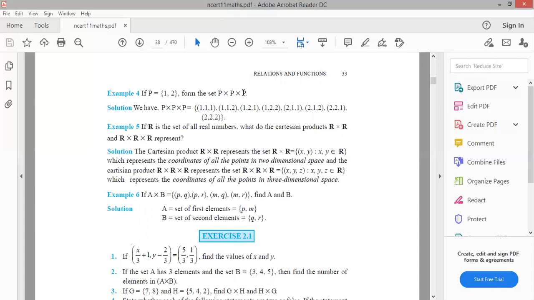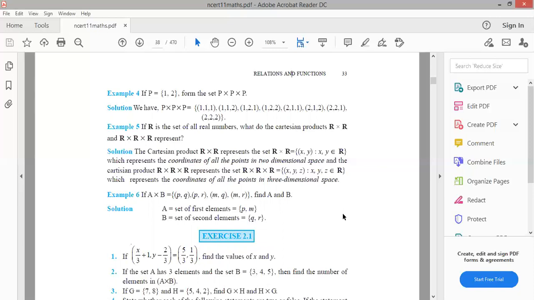Then find the cross product of this P with the ordered pairs of P cross P. You will find P cross P cross P has the triplets like this. How many elements are there in the triplet product, in the cross product of 3 sets? That means how many triplets are there? That is the number of elements in P into the number of elements in P into the number of elements in P, that's 2 into 2 into 2, that's 8. See, we can count 1, 2, 3, 4, 5, 6, 7, and 8. Okay.